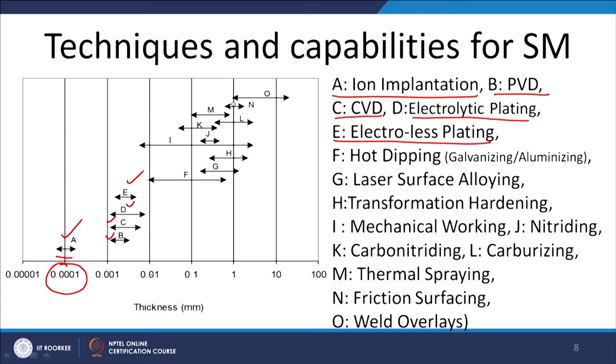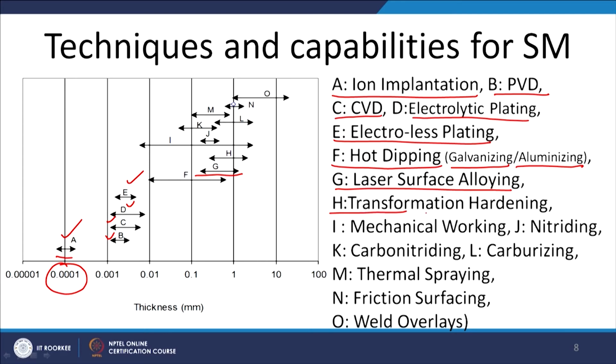Then somewhat greater depth is modified in other processes. F is the process of hot dipping, showing 100 to 1000 micrometer depth modified by galvanizing, which is zinc coating, or aluminizing, which is aluminum coating, primarily for corrosion resistance application. G is laser surface alloying, which results in 100 to 1000 micrometer modified depth, and even it can be greater.